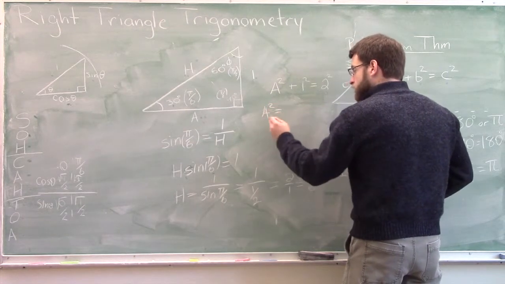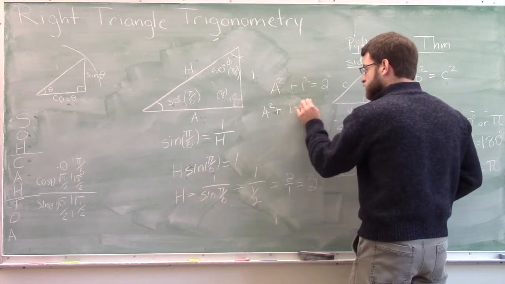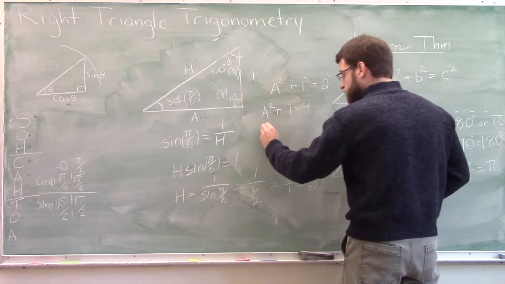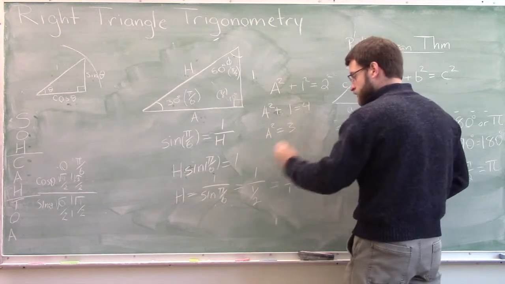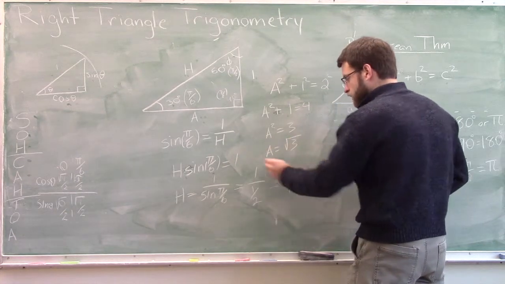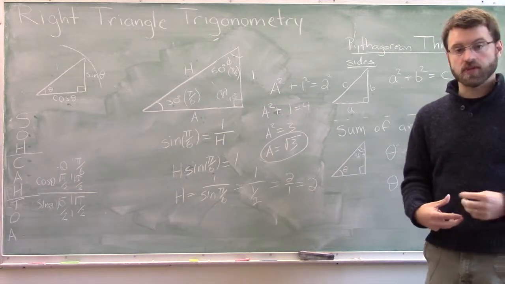A squared plus 1 is equal to 4. 2 squared is 4. Subtract 1 from both sides. A squared is equal to 3. And then square root both sides. A is equal to the square root of 3. And that finds the last piece of this triangle.